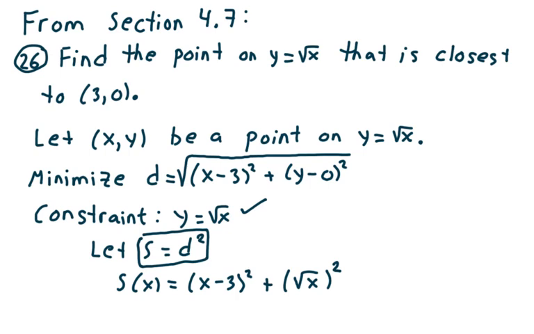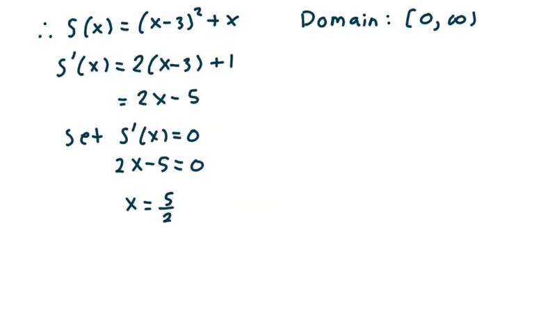And so if I replace y with square root of x, I get s of x is equal to (x minus 3) squared plus the square root of x squared. And so s of x is (x minus 3) squared plus x. The domain is the interval 0 to infinity, where 0 is included. Take the derivative. So s prime of x is 2 times (x minus 3) plus 1, which is equal to 2x minus 5.